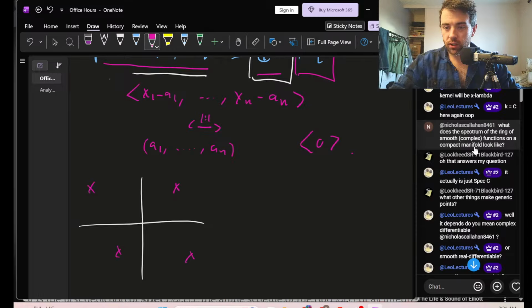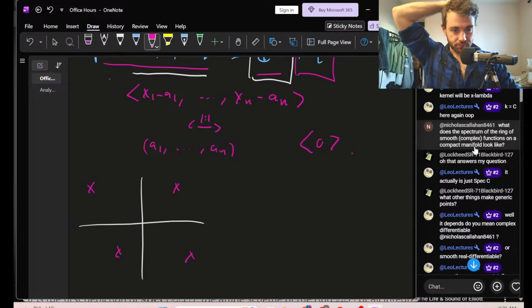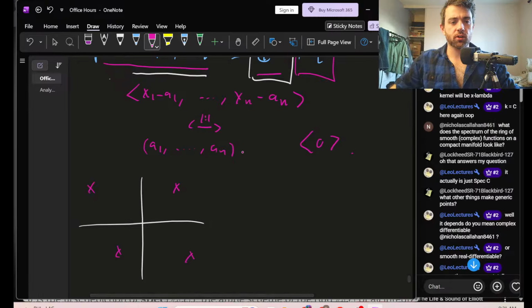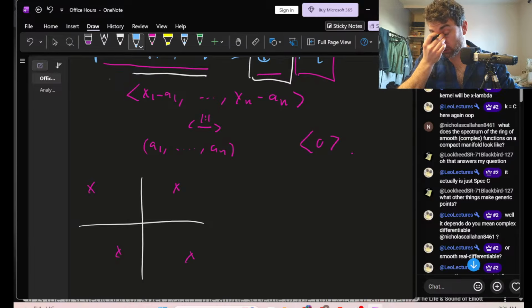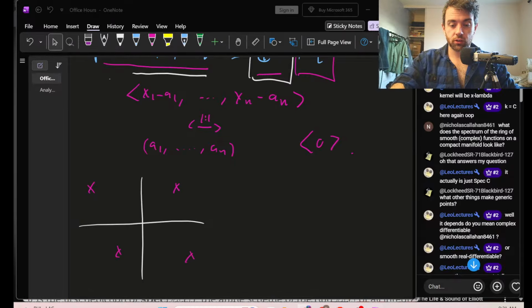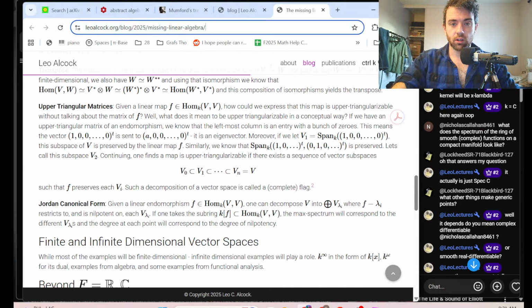What does the spectrum of the ring of smooth complex functions on a compact manifold look like? Smooth functions on a compact manifold. What does it look like in general? I don't know. That's a good question. But isn't there also this functional analysis perspective that sort of gave birth to algebraic geometry? There's something like compact Hausdorff. There's some duality between functions on compact Hausdorff spaces.